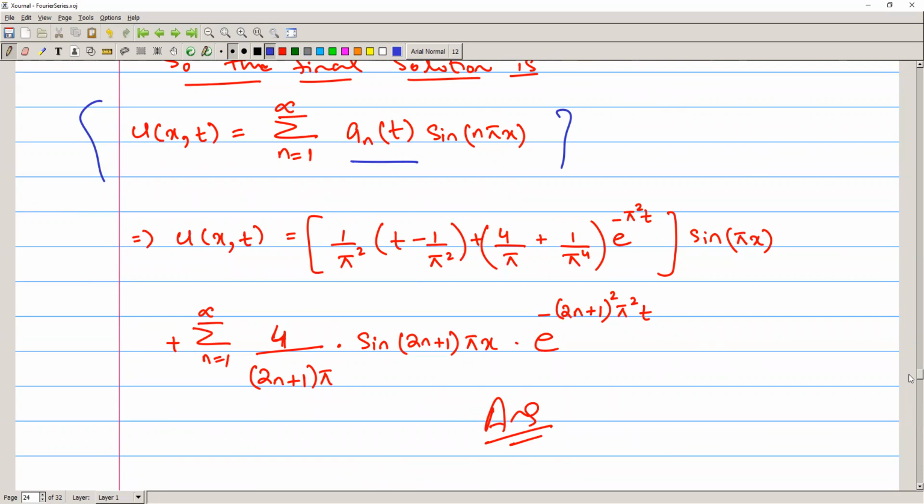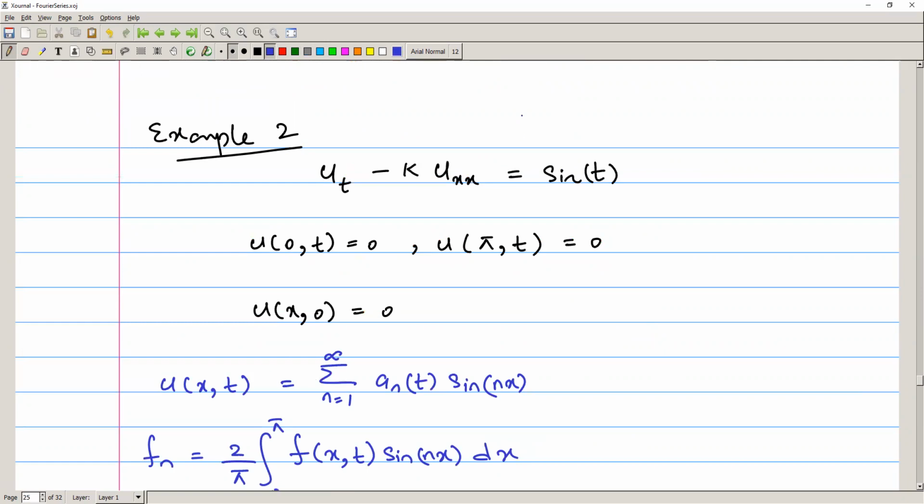Here we can see that this is ut minus k uxx is equal to sine t, and the boundary conditions are again the Dirichlet conditions, and we can see here the initial condition is given as 0. So it will make our work easier.